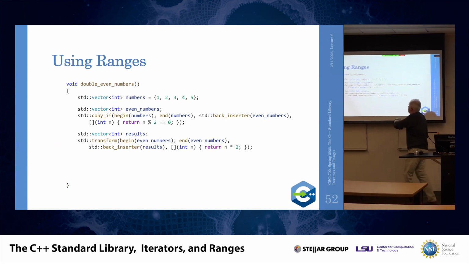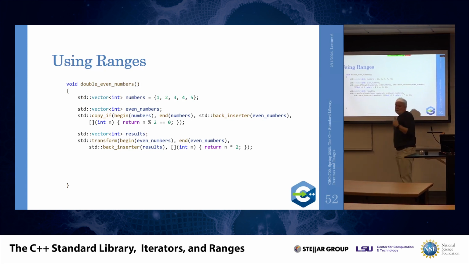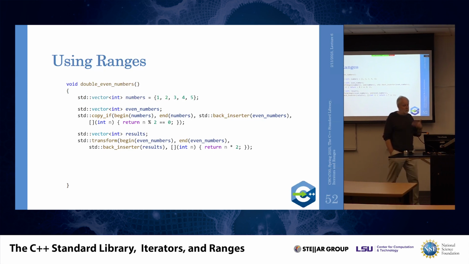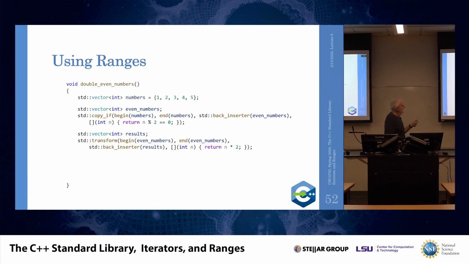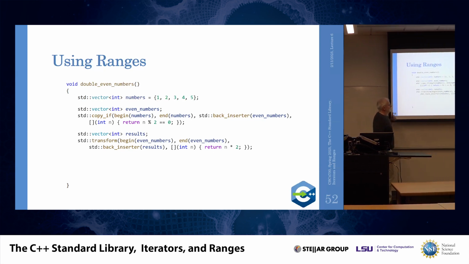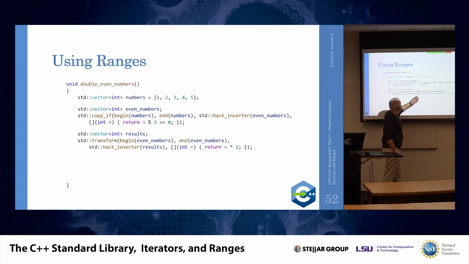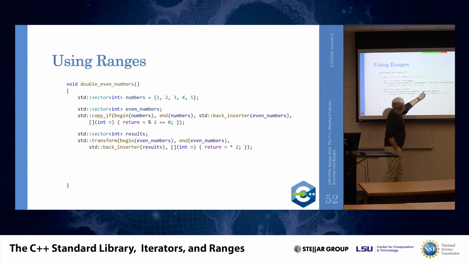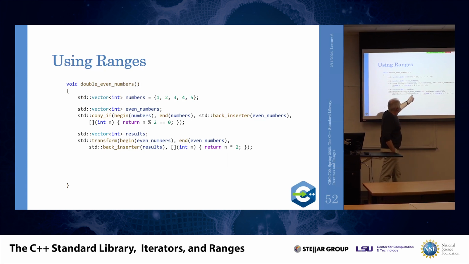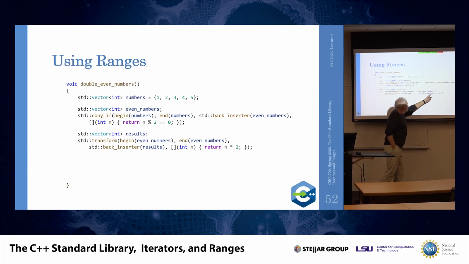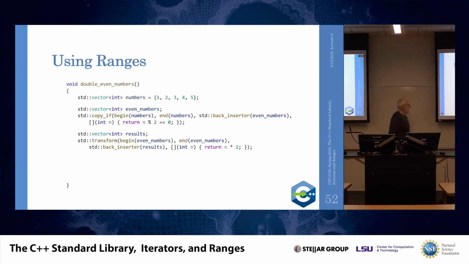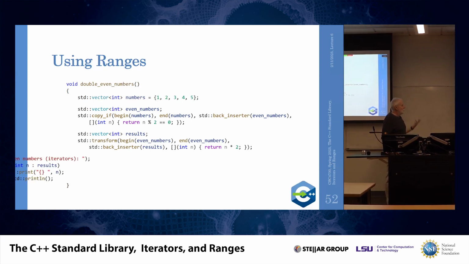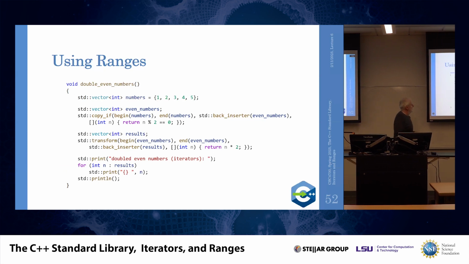And what we need to do now is double them. We use another algorithm, transform. Transform goes over all the elements of a sequence and calls the function for all elements and replaces whatever the value was with whatever the function returns. So transform will go over all our even numbers and will insert the result of that function for each of the numbers, which in other words is just the doubling of our even numbers. And now we can print them. We print them to the console.